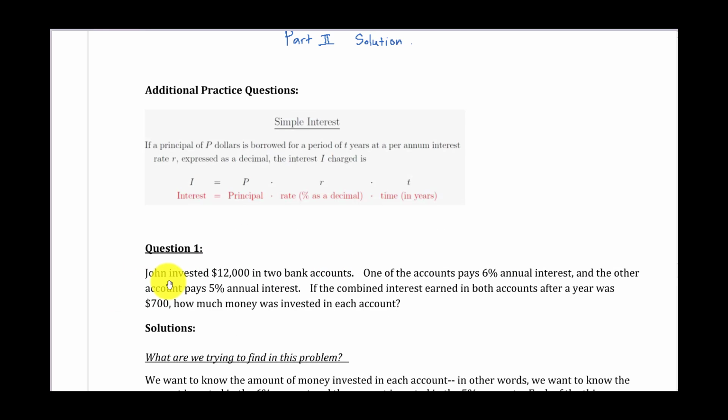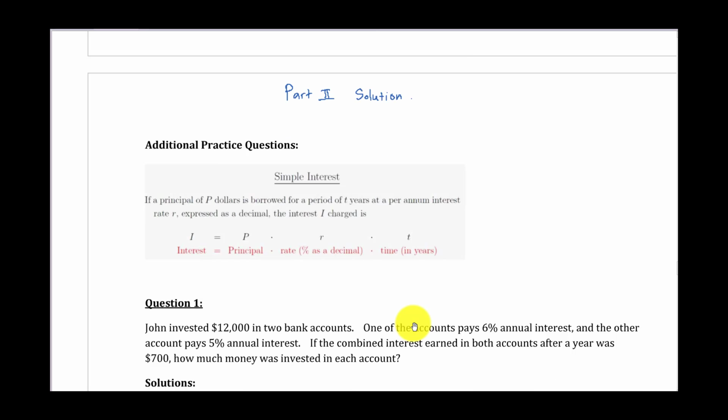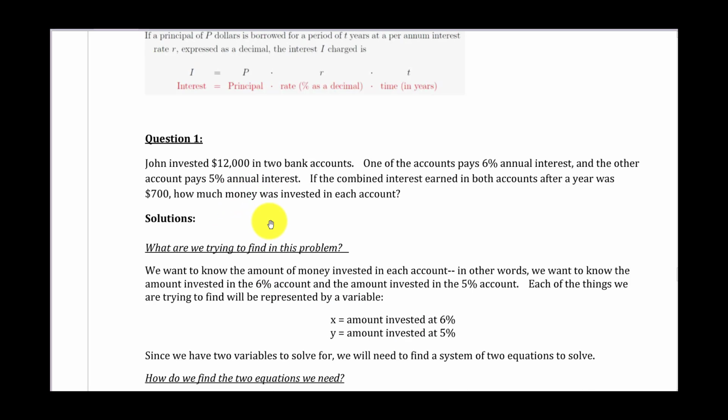This question is saying that John invested $12,000 in two different bank accounts. One of the accounts pays 6% annual interest, and the other account pays 5% annual interest. If the combined interest earned in both accounts after a year was $700, how much money was invested in each account?